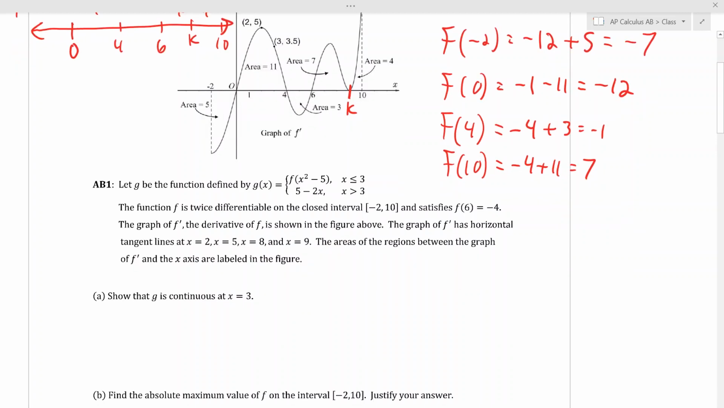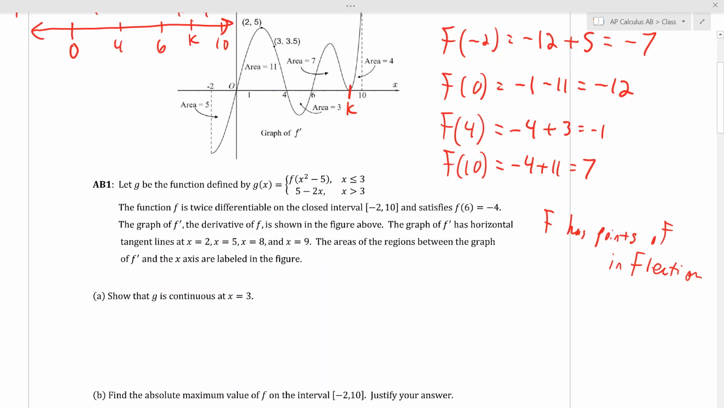All right. They also tell us f prime has horizontal tangents at 2, 5, 8, and 9. And if you recall, horizontal tangents on f prime is the same thing as saying f has points of inflection there because the concavity is changing. So all that stuff comes back, hopefully, from all the stuff we talked about all year long. And they gave us all the areas.